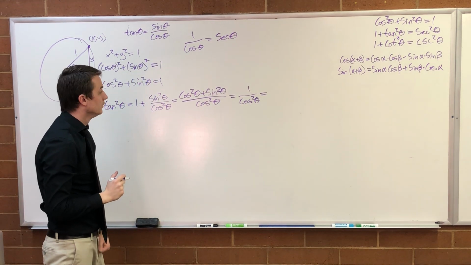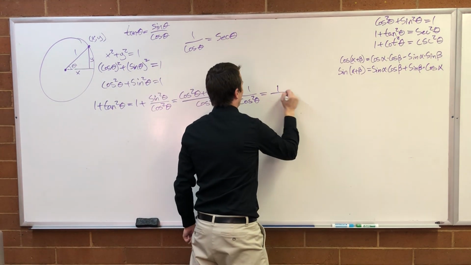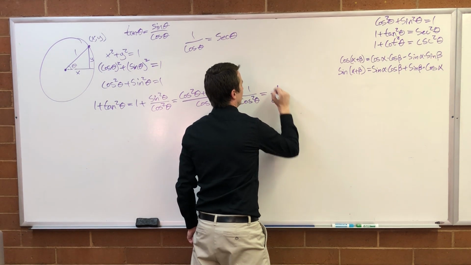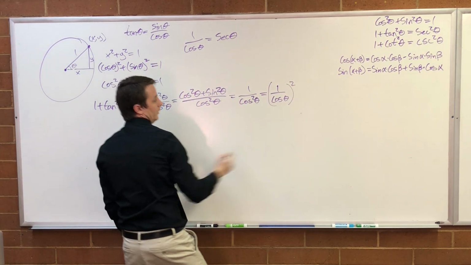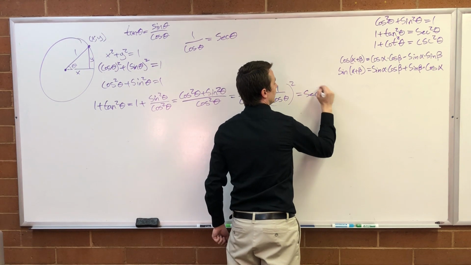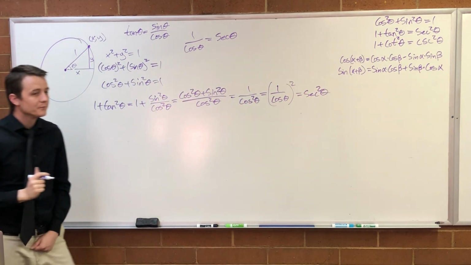But with the square. Okay, so let's do this one more time. 1 over cosine of theta, we can rewrite it like that, squared, which is the same thing as secant squared of theta. All that? Yep.